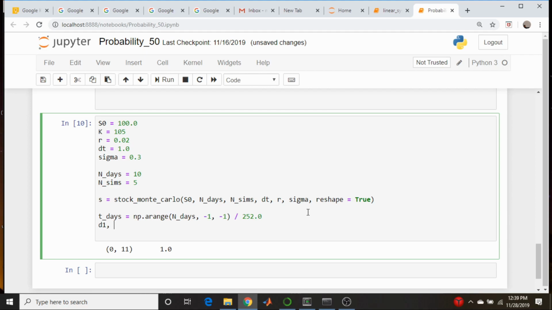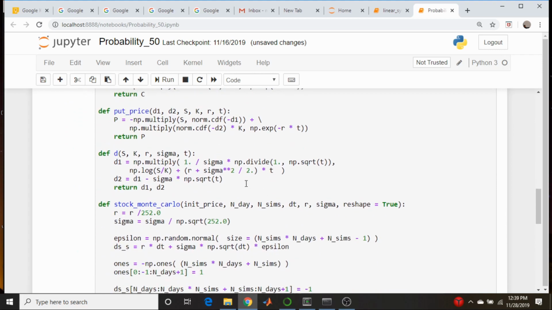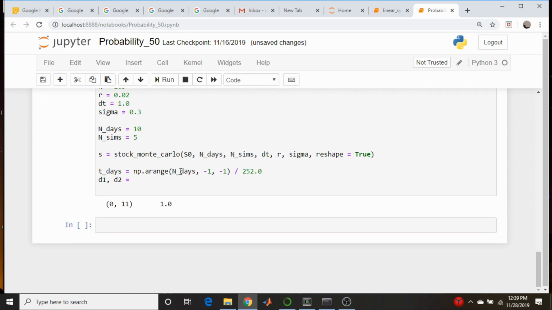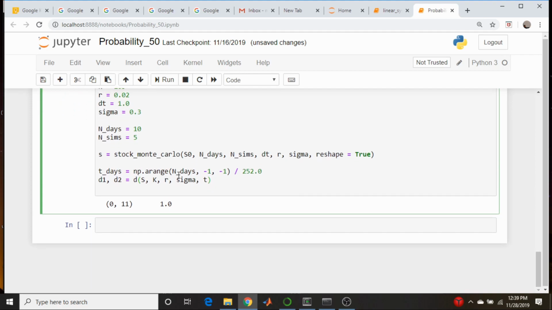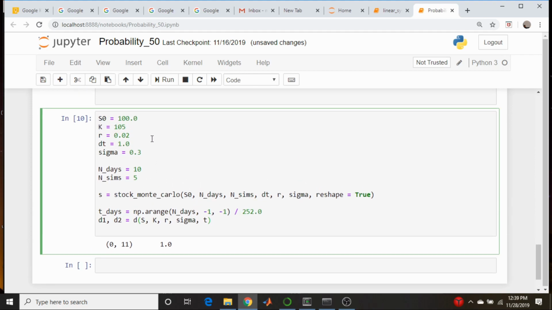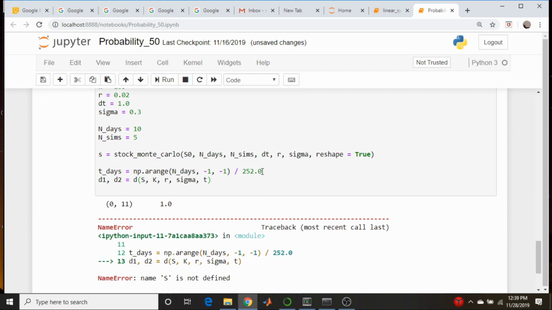So our D1 and D2 values, oops, this needs to go down one line. D1, comma, D2 is equal to our D function. Where is that defined? Right here. So let's just copy this. Paste. This will operate element-wise on the function. So let's see here. Our stock prices are capital S. This would be K. Risk-free rate, time step, and implied volatility. That looks good. Let's just see if that runs.